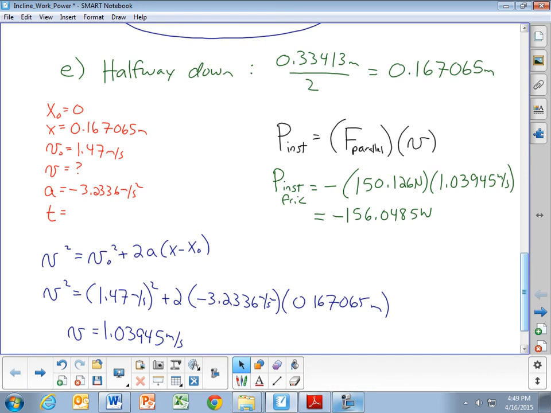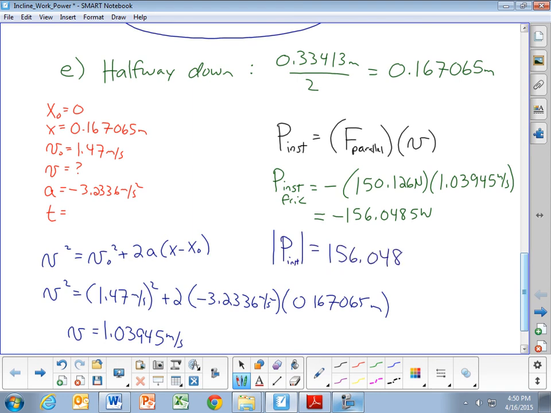Now, in this question, it asked for the magnitude. The magnitude means the absolute value. So that would be 156.0485 watts. Again, power is a scalar, so magnitude is just the absolute value of the quantity.